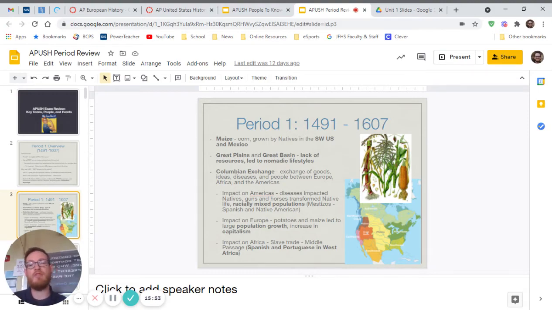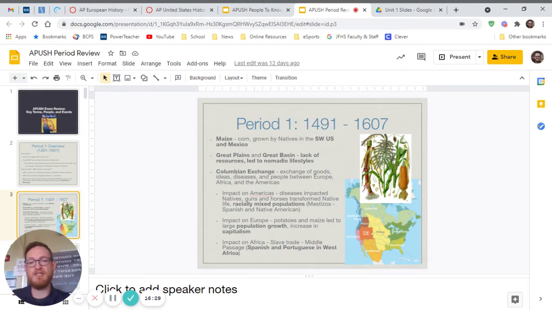So what was the impact on the Americas? Of course, the Native American population would be decimated by disease. That would be the huge impact on the natives here. Also, you would have the introduction of European not just guns, but also tools and different goods that they brought over from Europe. Of course, guns would be a huge thing that would transform Native society, but also horses would lead to a massive transformation of Native society, especially in areas of the West.